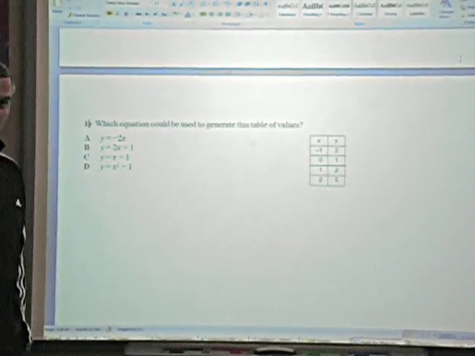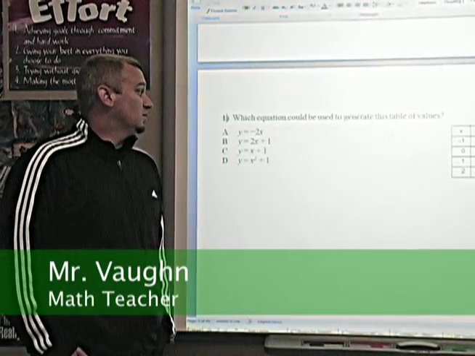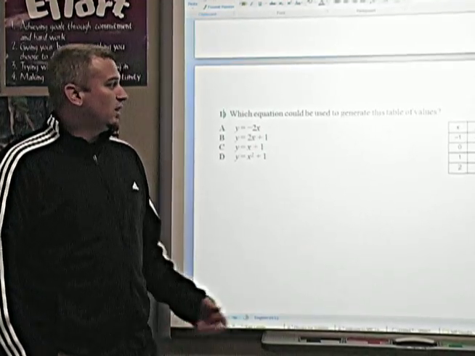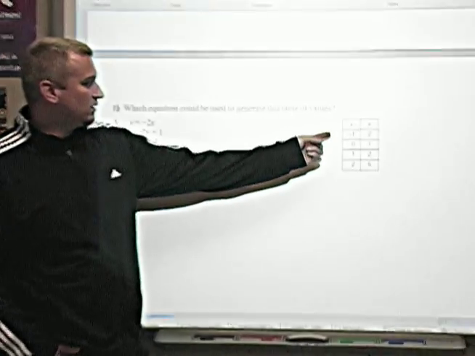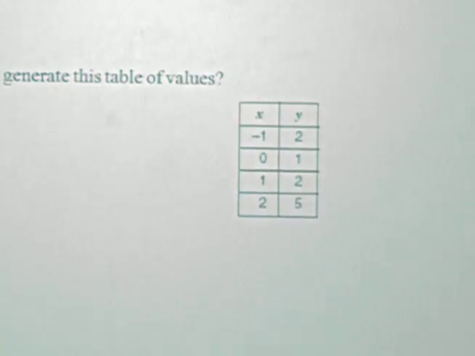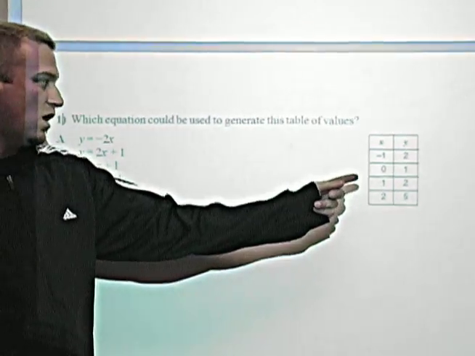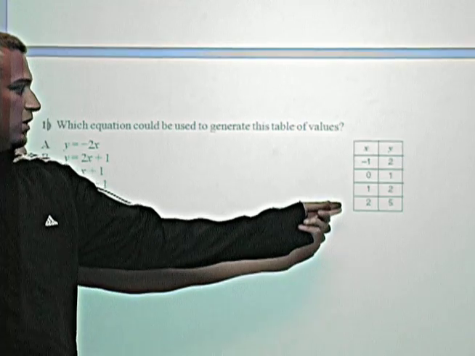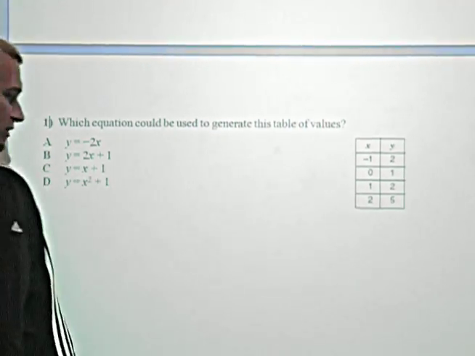Today's math tax question is which equation could be used to generate this table of values? Here's our table of values. We have x is -1, y is 2. When x is 0, y is 1. When x is 1, y is 2. And finally, when x is 2, y is 5.